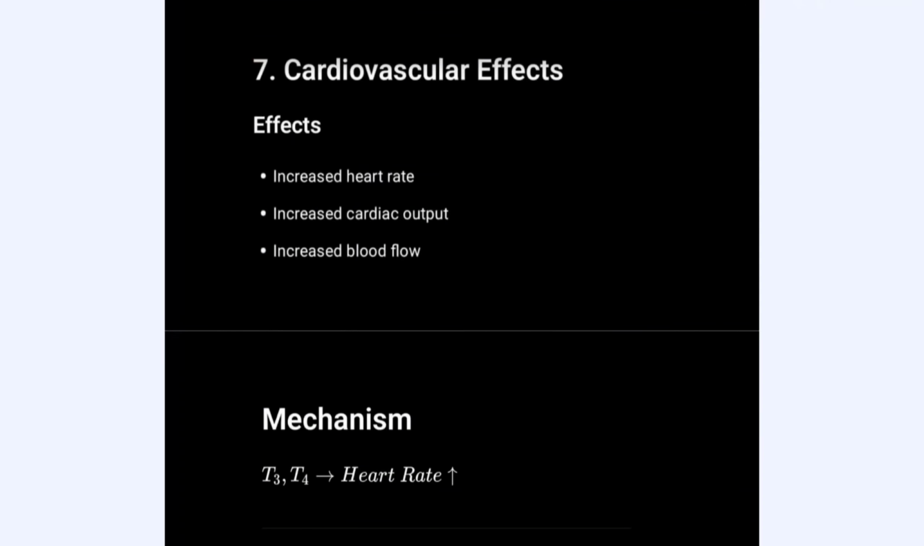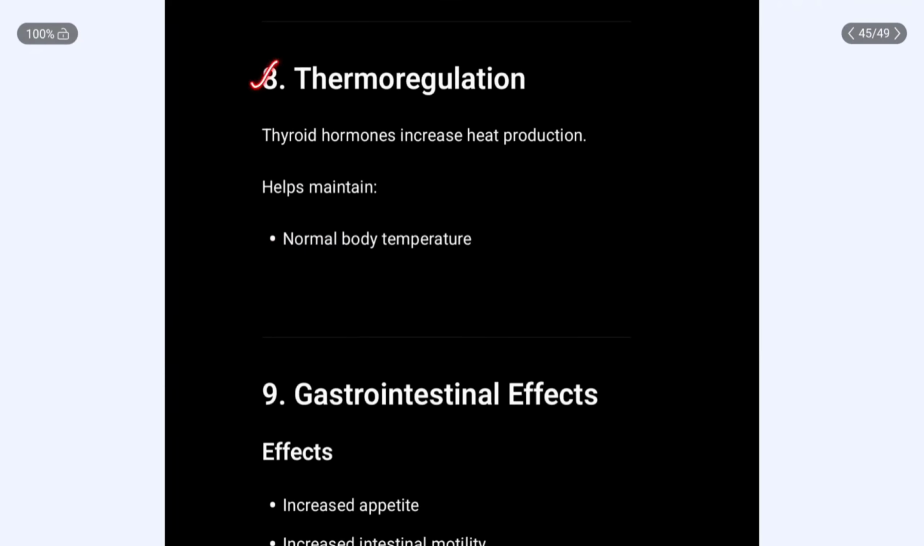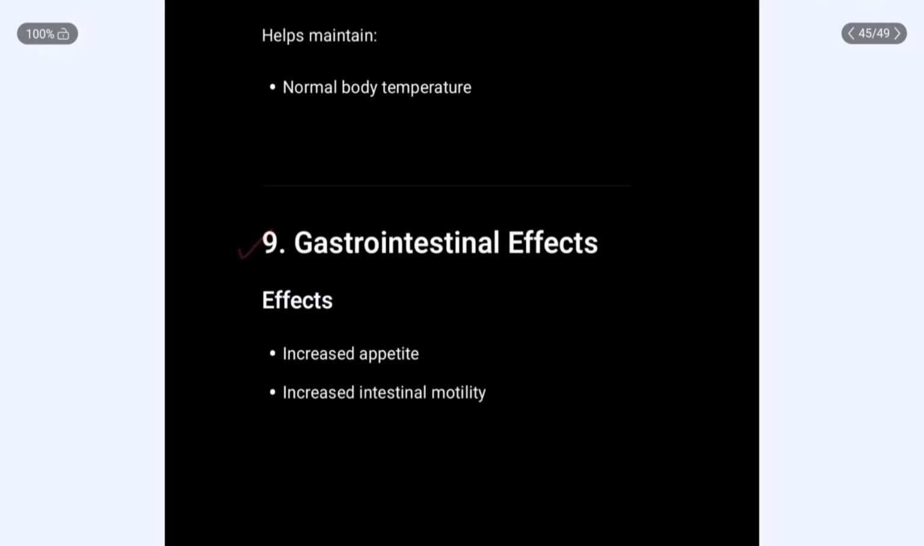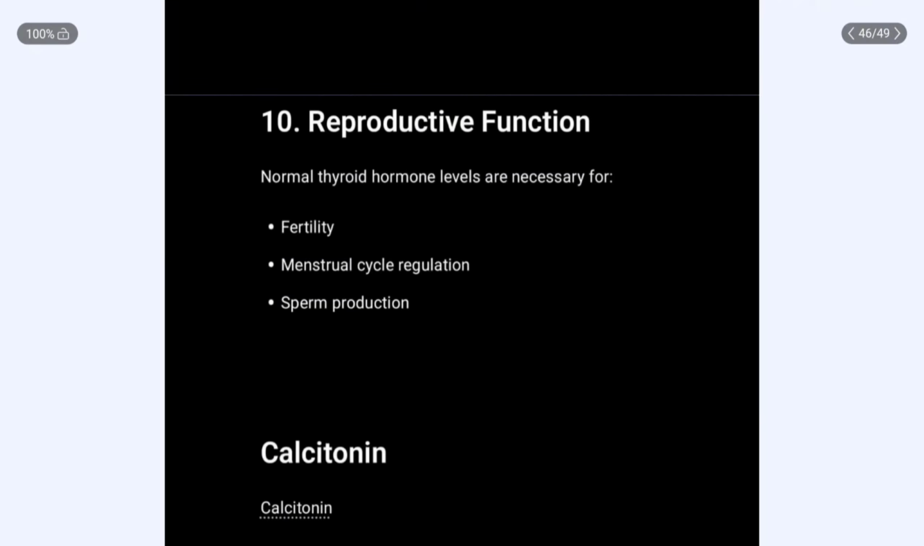Cardiovascular effects. It increases heart rate, increases cardiac output, and increases blood flow. Thermoregulation. Thyroid hormones increase heat production, helps maintaining normal body temperature. Then gastrointestinal effect. It increases appetite and increases intestinal motility. Number 10 is reproductive function. Normal thyroid hormone levels are necessary for fertility, menstrual cycle regulation, and sperm production.